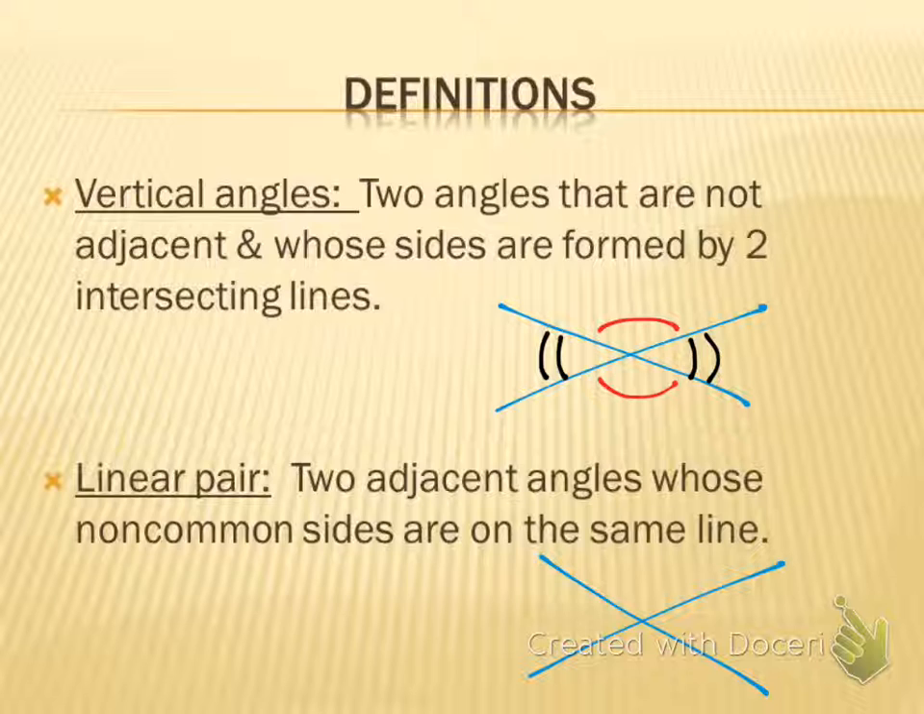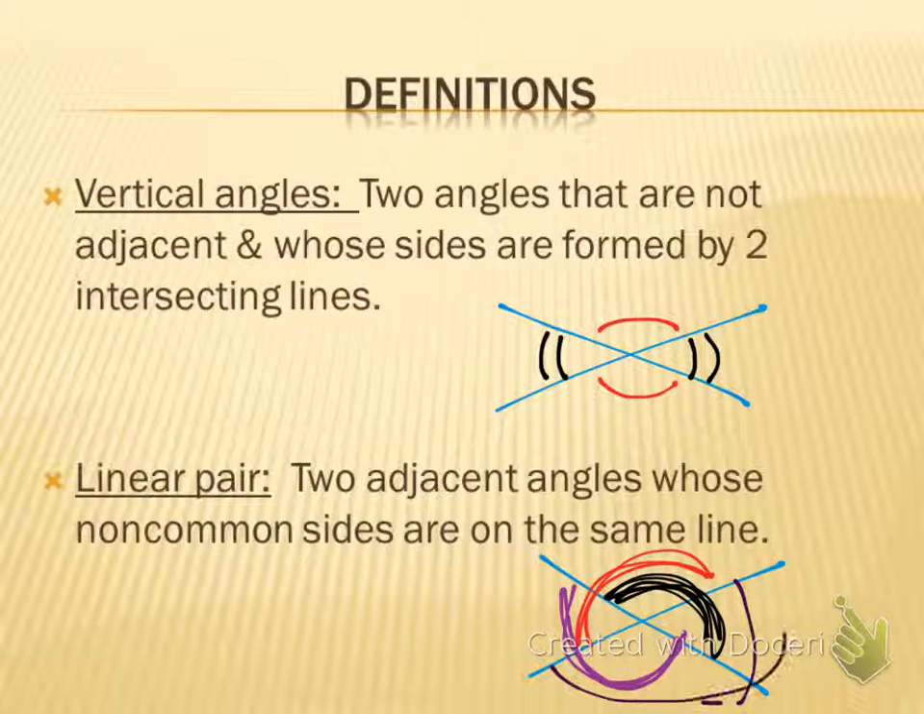Now, the ones that are right next to each other, those are called linear pairs. So there's a set of linear pairs. Here's a set of linear pairs. Here's a set of linear pairs. Here's a big set of linear pairs. Any of the two that are right next to each other that form a straight line, those are the linear pairs. And then the ones across from each other are vertical angles. What are your questions so far?